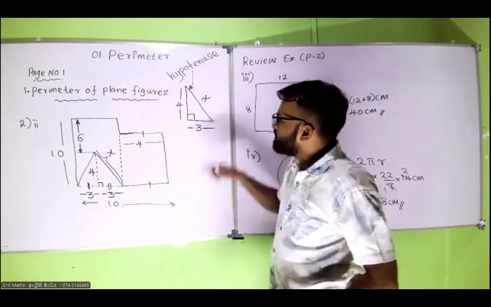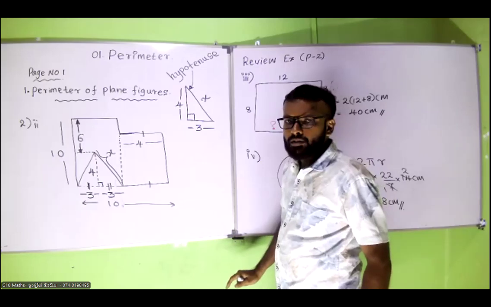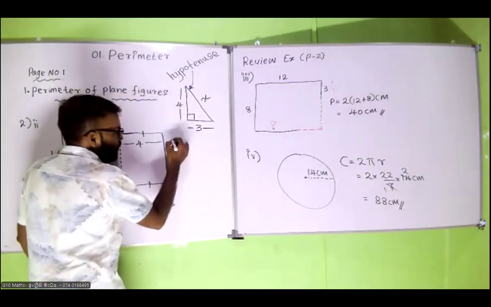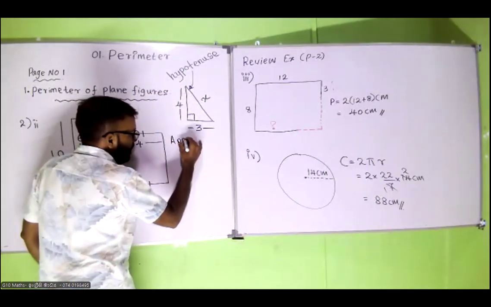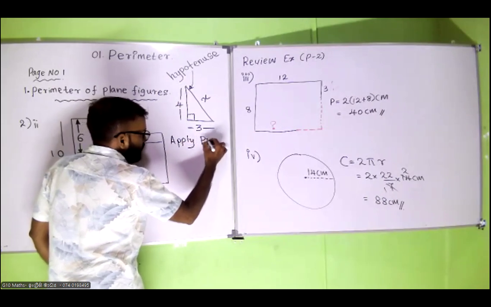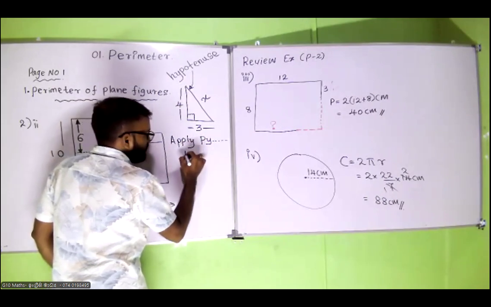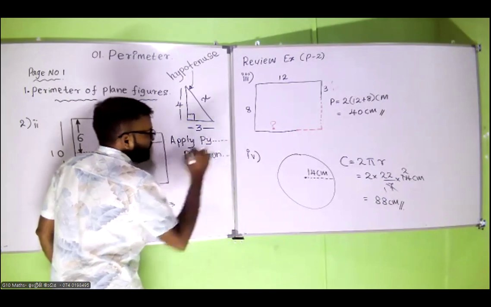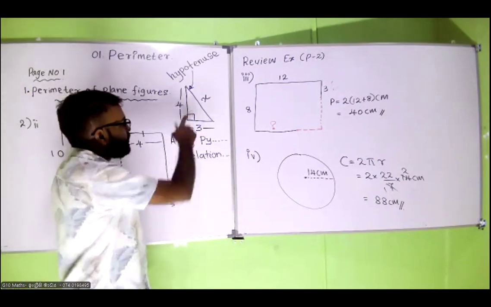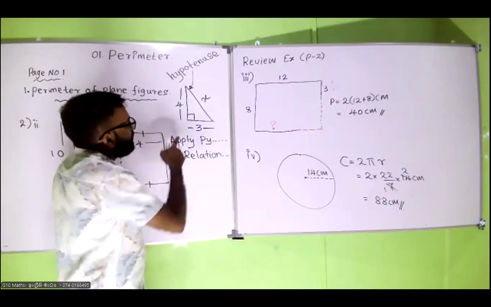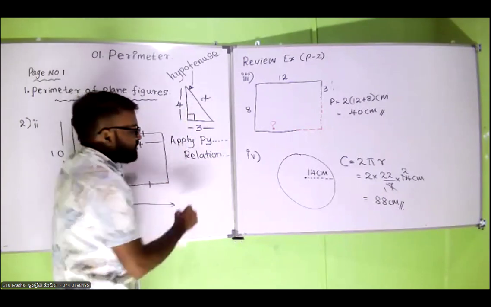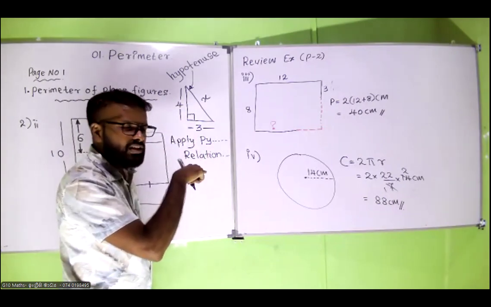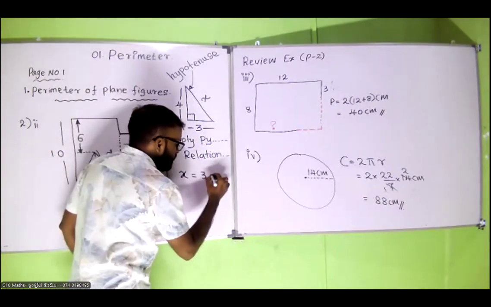Now you have these three sides, x, 4 and 3. Take your hypotenuse first, x. I am going to apply the Pythagorean relationship for this. I am not going to write all things. Hypotenuse is x. X equals the summation of the other two sides, 4 plus 3 or 3 plus 4.